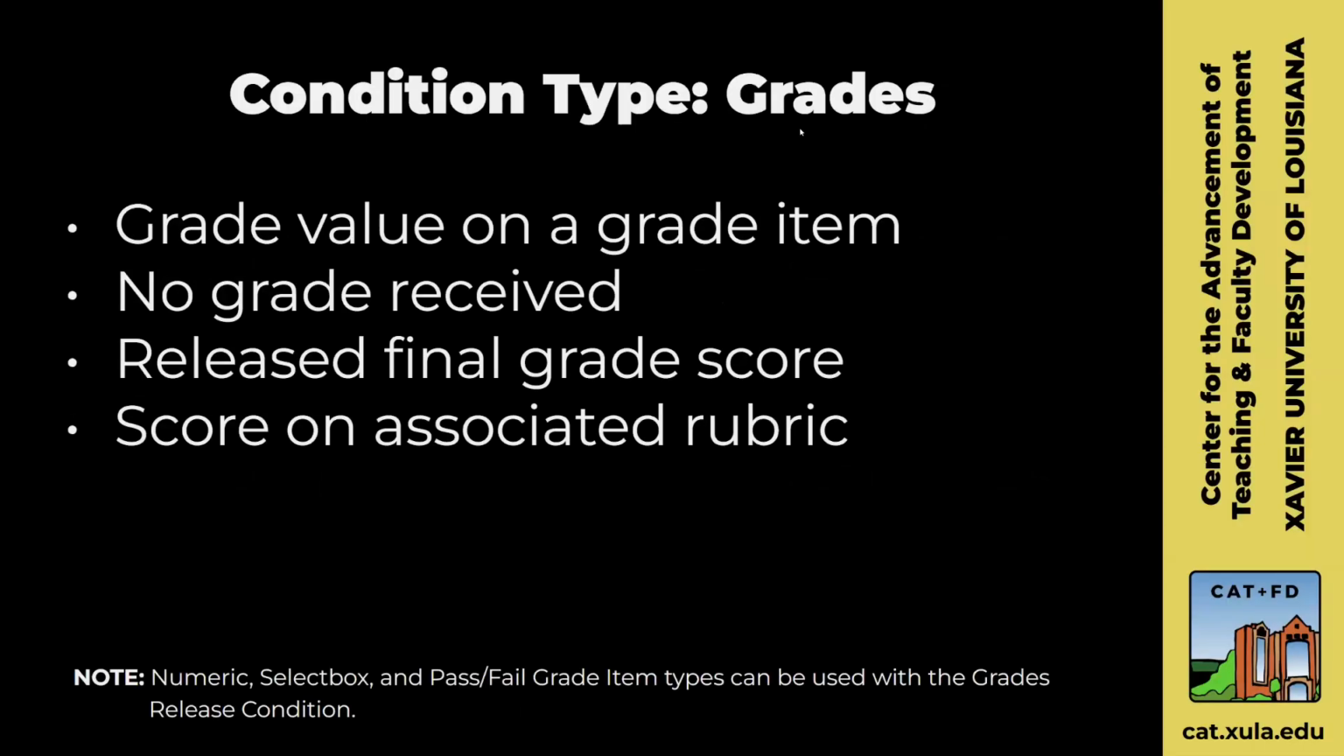I want to mention a little bit more detail about a couple of these, and one of them is the condition type grades. So it's 4 different things. The student received a certain grade value on a grade item, or no grade was received. The released final grade score, and then a score on an associated rubric. The grade item types that can be used with the grades release conditions are numeric, select box, and pass fail.